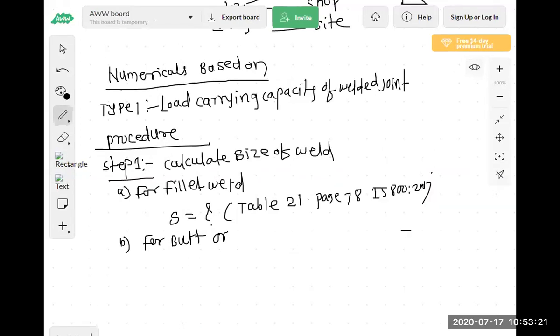So we have given the table. Are you present for the last 2 lectures? So we have given the table. So if you have IS code, open page number 78. Page number 78.